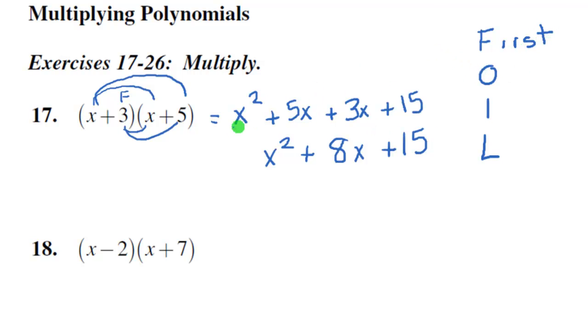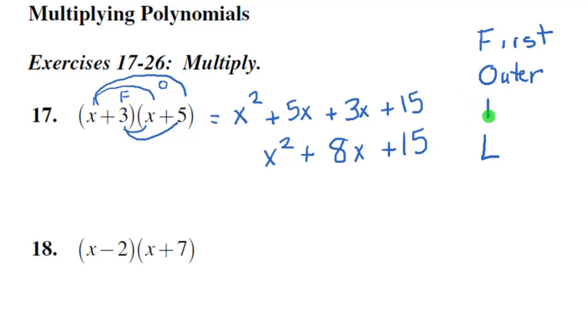The O comes from multiplying the outer terms. So that will be our x multiplied times the 5. These are the outer terms in the binomials. And that's how we got our 5x. So O is for outer.